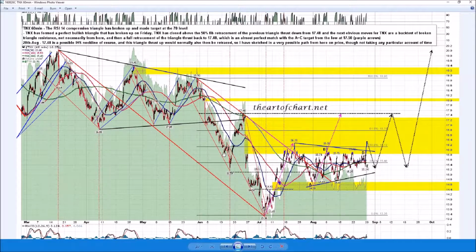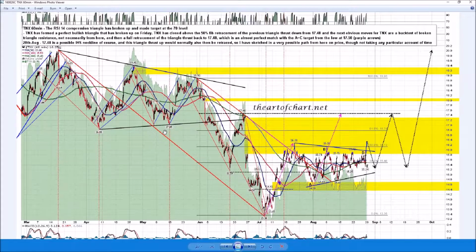I also noted that there was an inverted head and shoulder. Inverted head and shoulder pattern, left shoulder there, potentially. So what I was projecting was that we would come back, start the thrust up, we'd go and complete the head on the pattern, we'd come back and form the right shoulder during that retracement, and then the IHS would play out. We were pretty bullish on TNX, therefore pretty bearish on bonds.